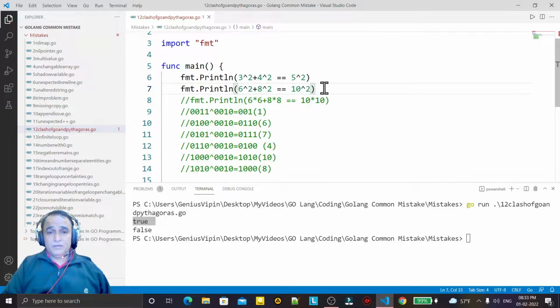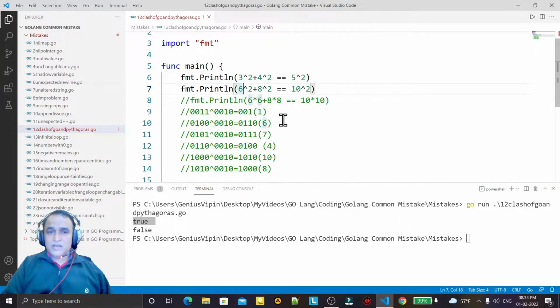Why? It is because this is not a power operator in Go language, but in other languages it looks like a power operator, because other languages use this operator as a power operator. But here it is the XOR operator. So if I put this XOR operation here, you see, if I XOR 3 and 2, it becomes 1. If I put 4 and 2, it becomes 6. If I put 5 and 2, it becomes 7. So 1 plus 6 equals 7. So 7 equals 7, then the condition is true.